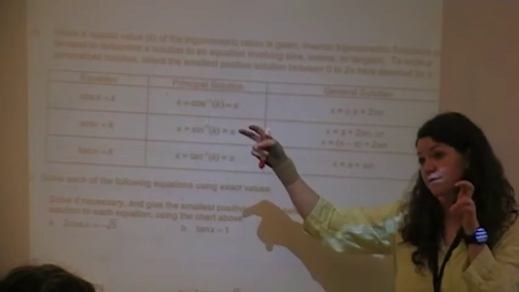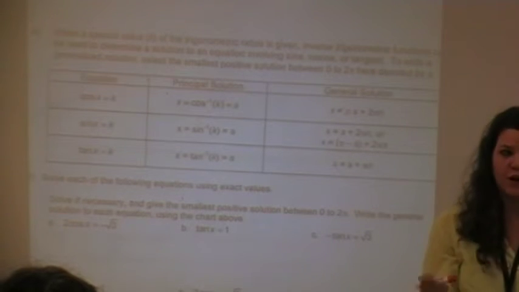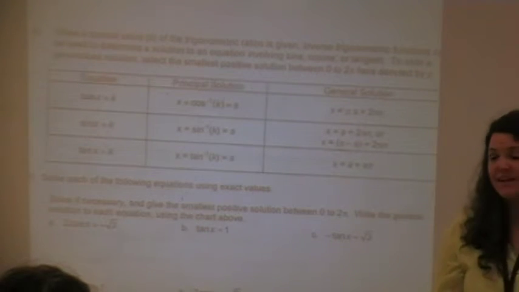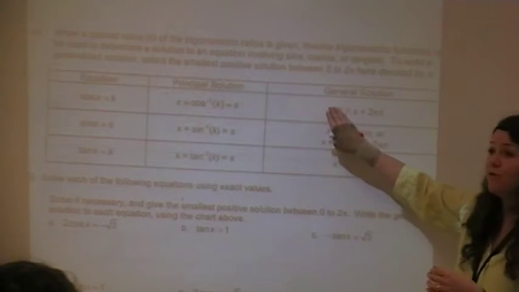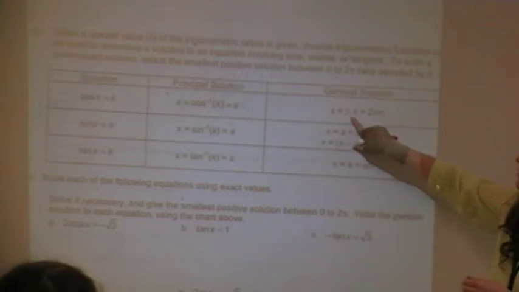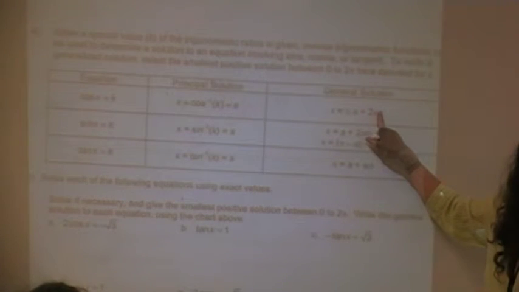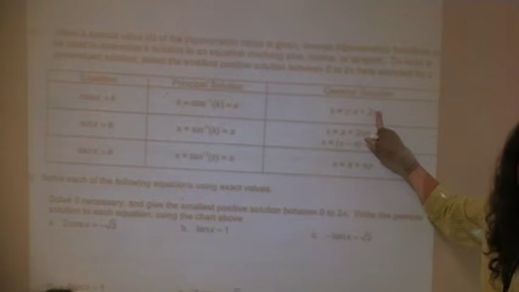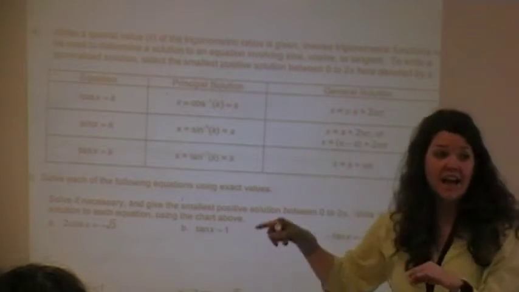That's your solution. Then, if you need the next solution, which for cosine and sine and tangent, you're going to need, because it's periodic and it happens over and over and over again, this is how you find it. You can make the solution negative and then add 2 pi and add 2 pi and add 2 pi, or subtract 2 pi, subtract 2 pi. It's the same rule.